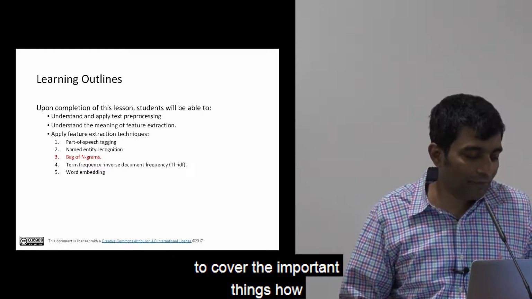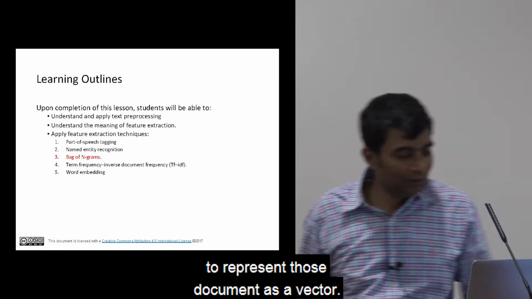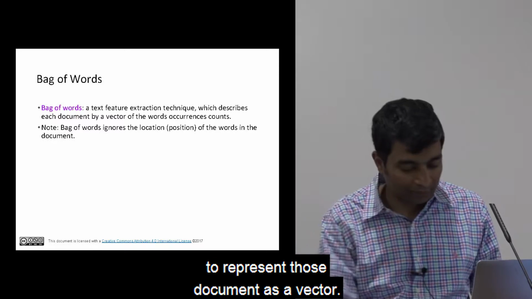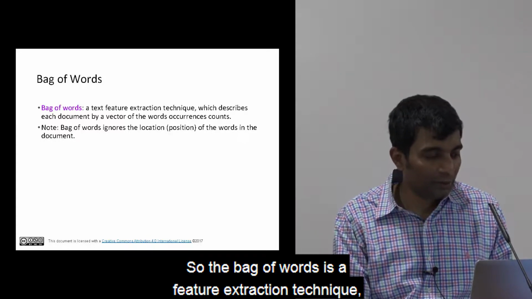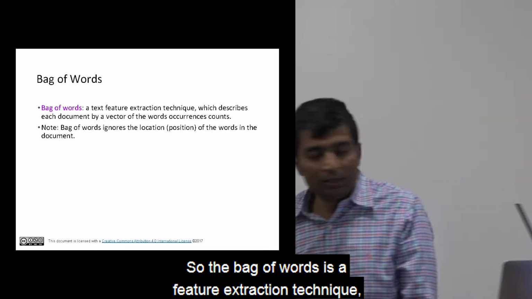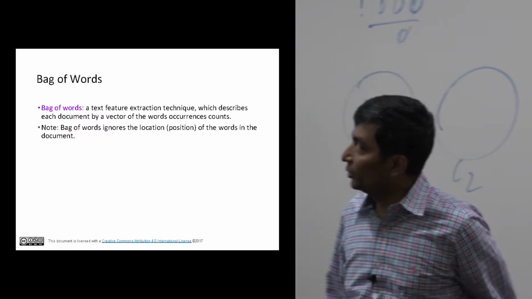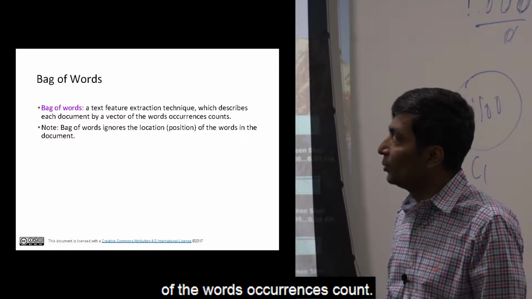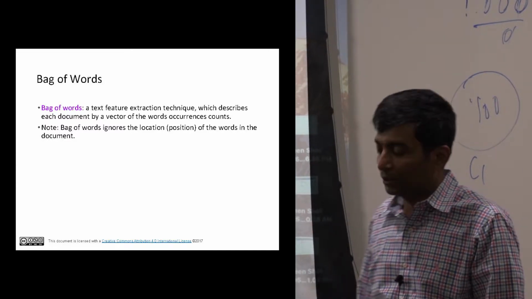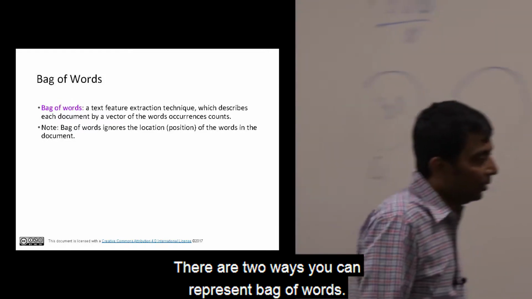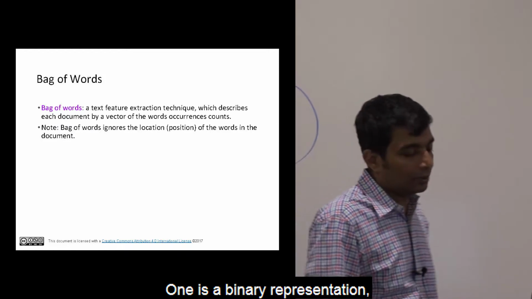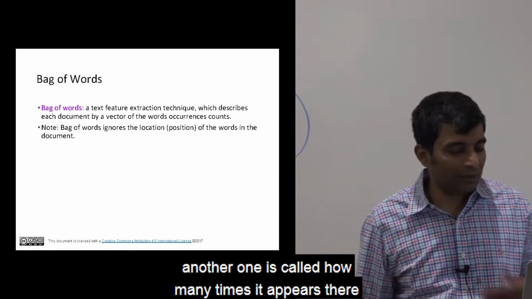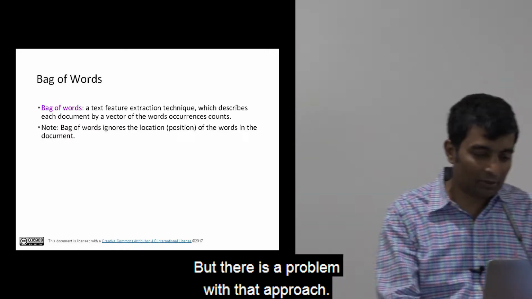Okay, now we are going to cover the important thing: how to represent those documents as a vector. The bag of words is a text feature extraction technique which describes each document by a vector of word occurrence counts. There are two ways you can represent bag of words. One is a binary representation, and the other is how many times a word appears there, and so on.